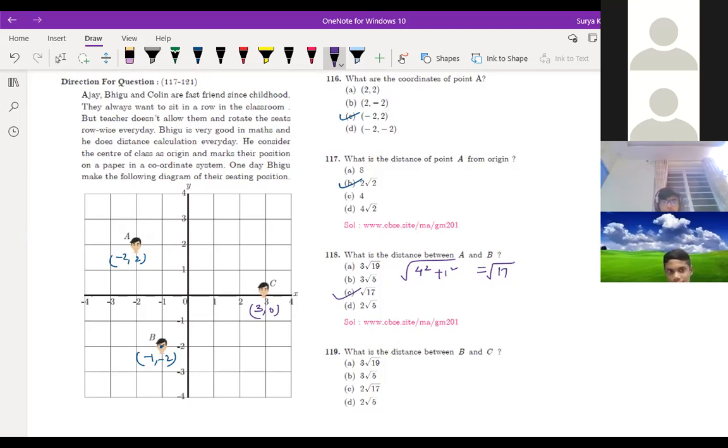Okay. See, Teja, what I'm doing here. B is minus 3 plus 1, 4 square, and 0 plus 2 square. 16 plus 4, 20 is coming. Root 20. How? Teja, what is root 20?